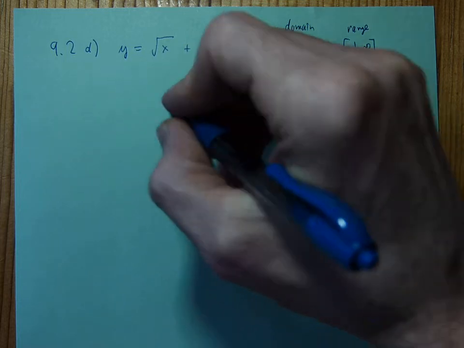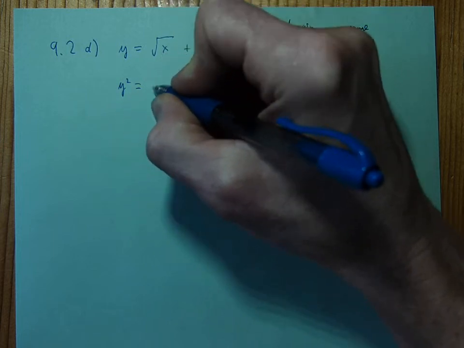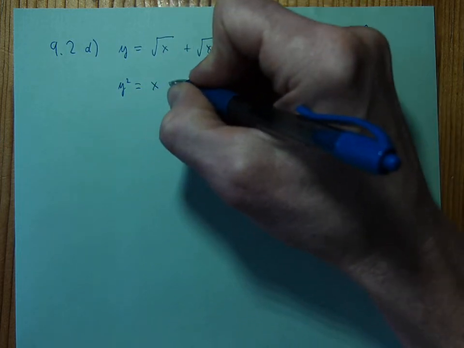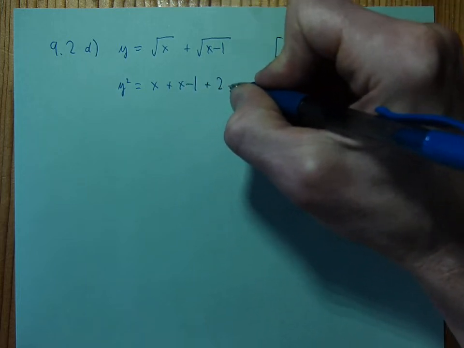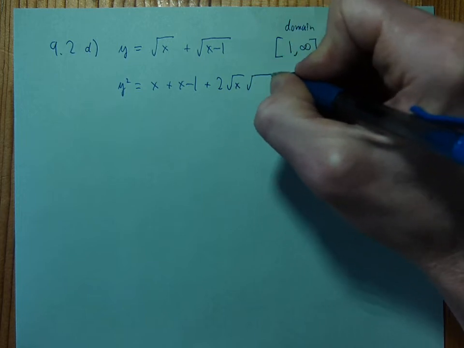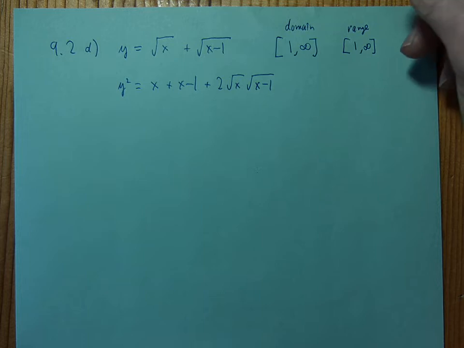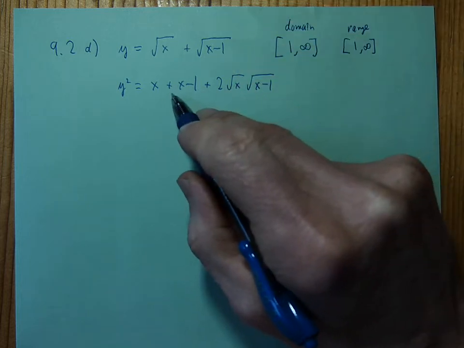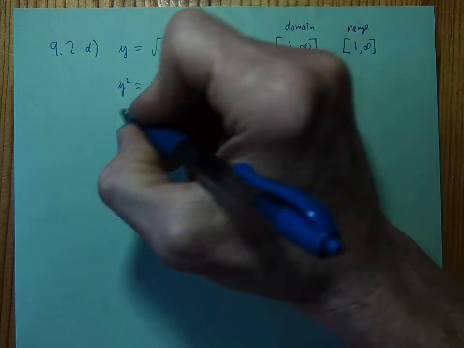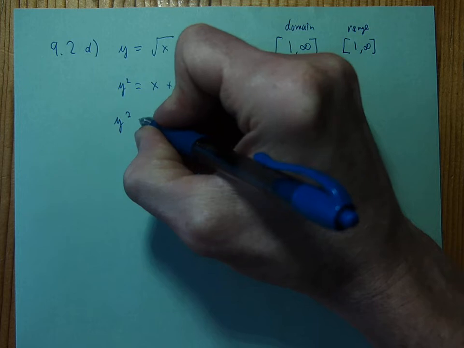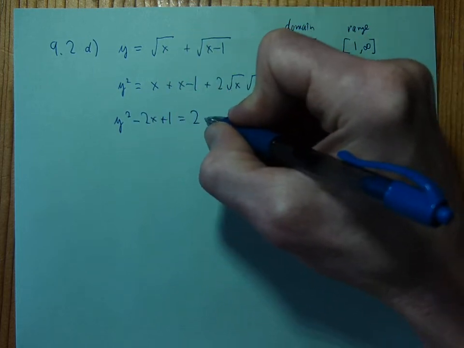So we square both sides, and we get y squared is equal to this squared, which is just x, plus that squared, so plus x minus 1, plus 2 times them multiplied together. Alright, now, as we did before, we got to put all the things without the square roots on the other side. We have a 2x and a minus 1, so the other side becomes y squared minus 2x plus 1 equals the stuff with the square roots.